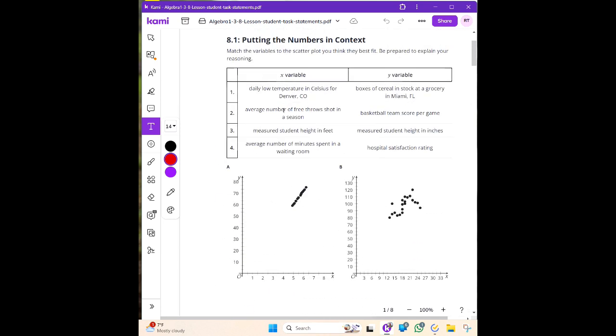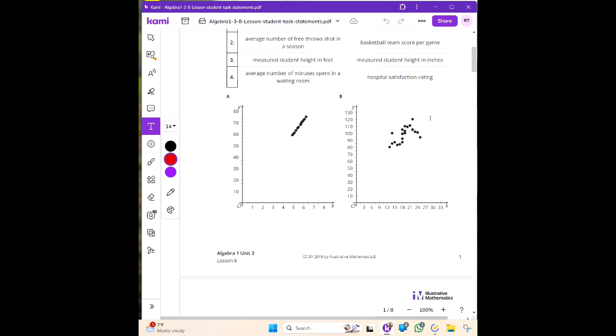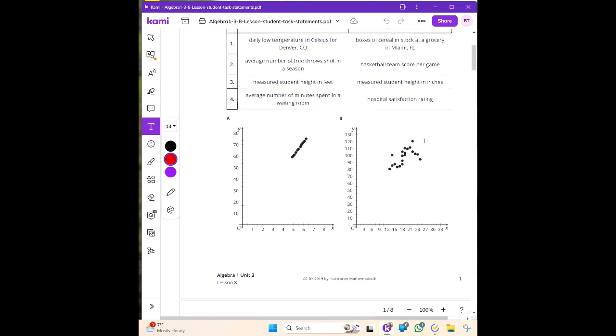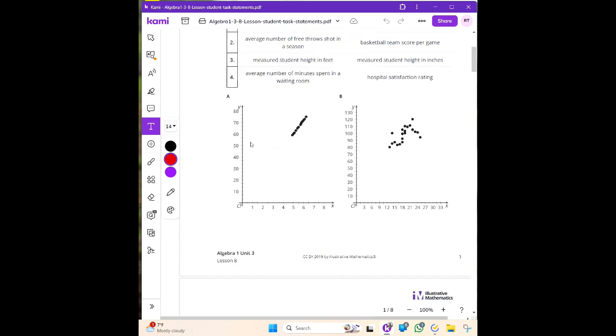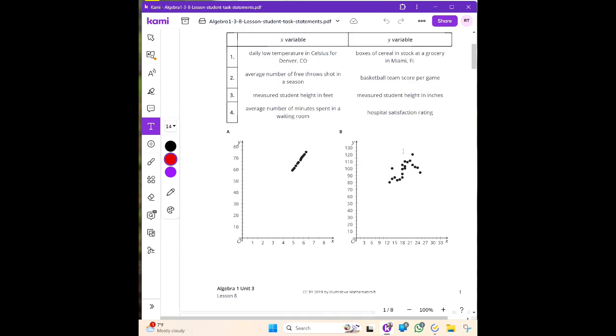For the average number of free throws shot in a season and the basketball team score per game, it may be good to look at this for B. There is a loose correlation here. And if we compare it to the other ones, by process of elimination, we can probably choose B.